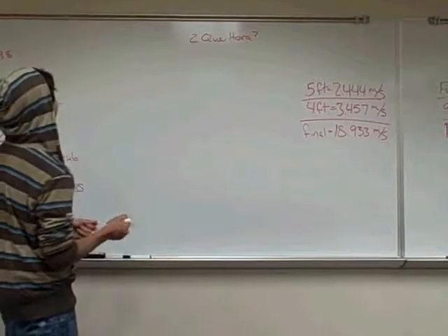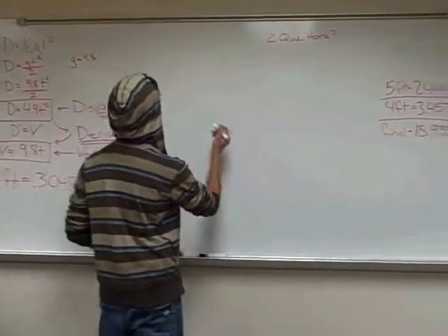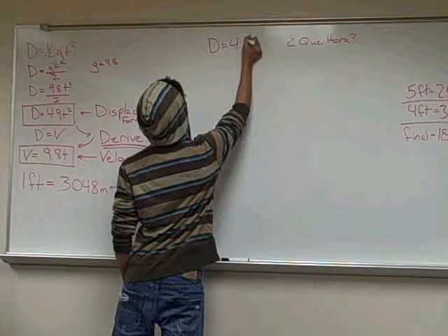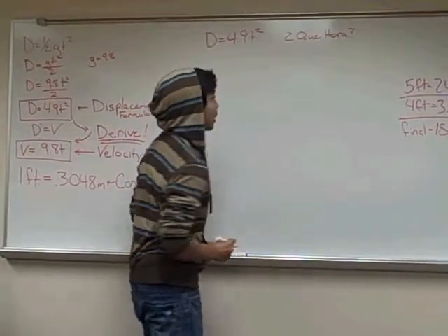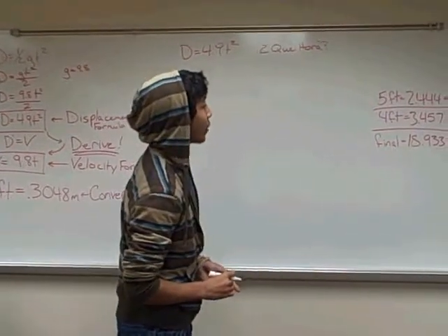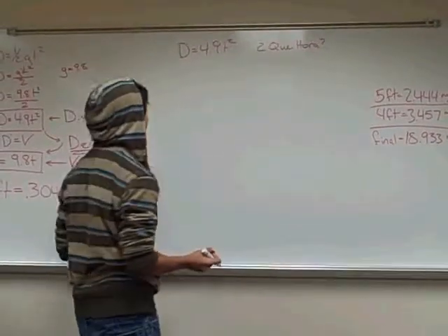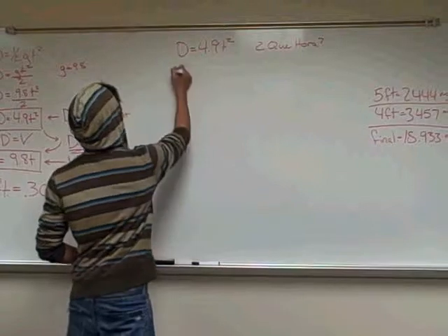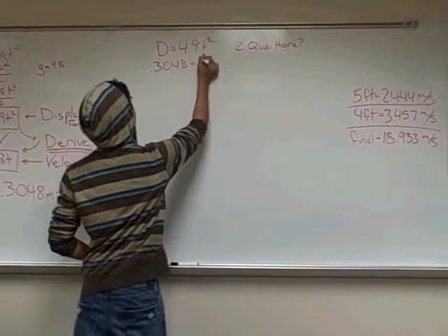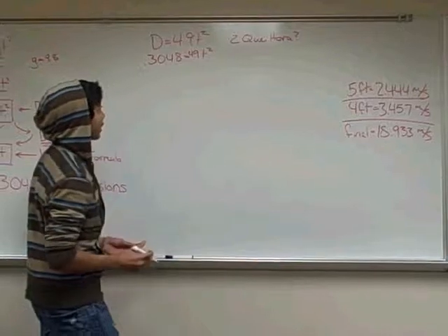What is the time? We would start out using the displacement formula to figure out what the time is. So we'd start out with D is equal to 4.9t squared. Now we need to find how far it traveled at 5 feet. It traveled from 6 foot to 5 foot, so that would be only 1 foot. And in our conversion factor, 1 foot is equal to 0.3048, equal to 4.9t squared. Then solve for t.